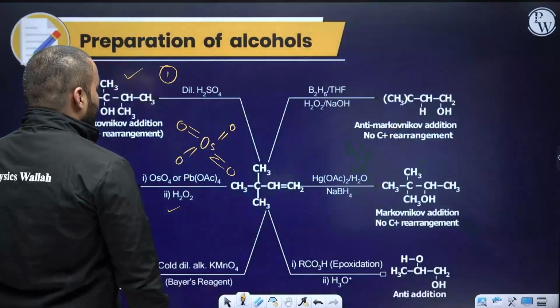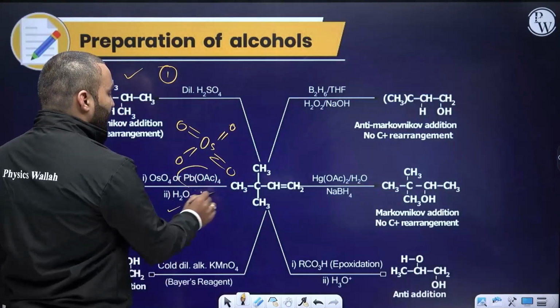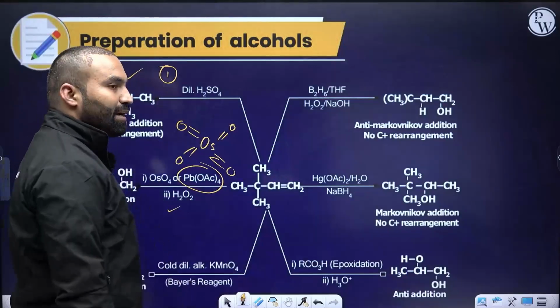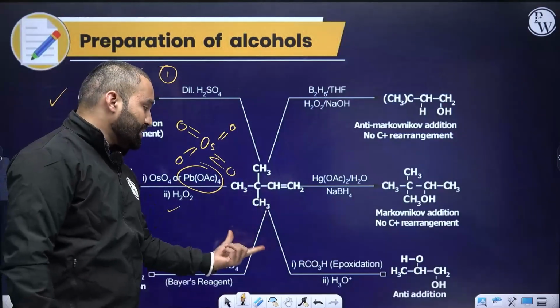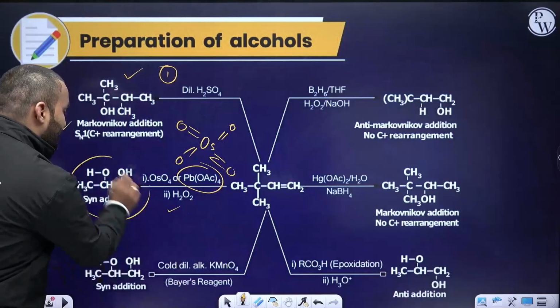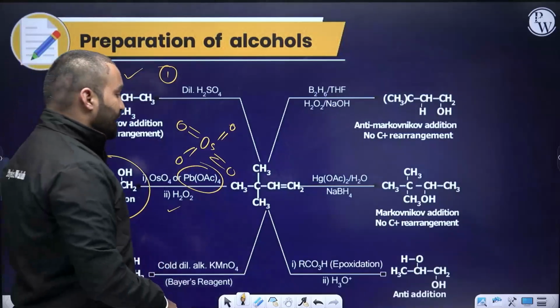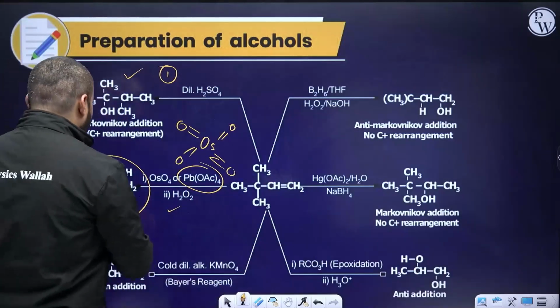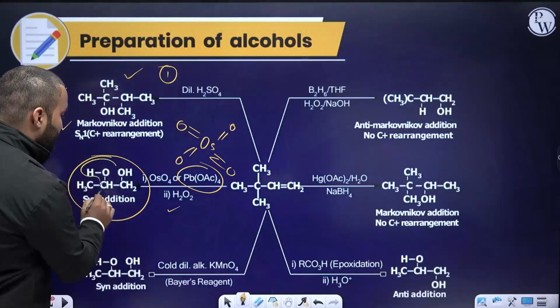All right. You can also use lead tetraacetate in place of osmium tetraoxide. But you should understand why it is syn addition. Understood? Why is it syn addition? Don't go with the products that are made over here.